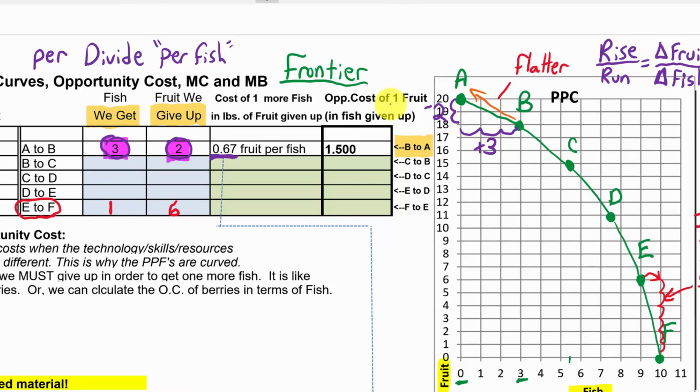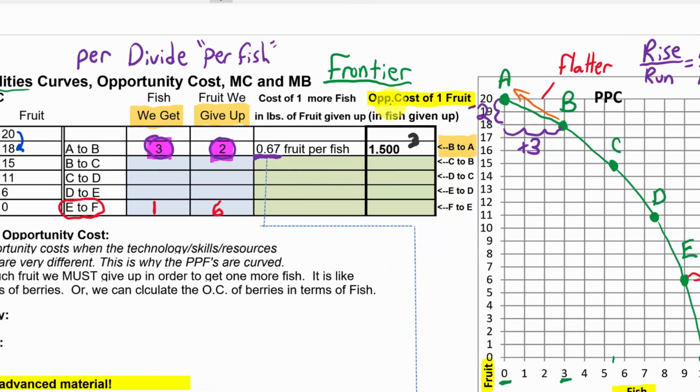If I asked you, what is the opportunity cost per fruit? What is the opportunity cost per each one fruit that you get? That per fruit, per each fruit means divide by fruit. So here we're going to take the 3, divide it by the 2, and we get the 1.5.